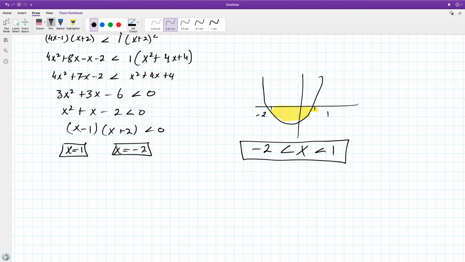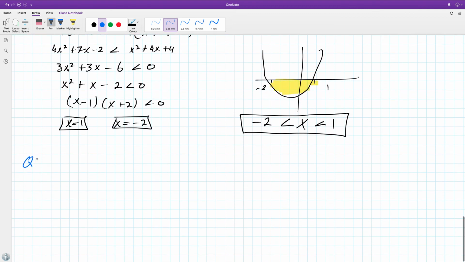Have a go at this. So, question number 7. Have a go for me. X plus 3 over x minus 5 less than or equal to 0. Greater than or equal to 0.